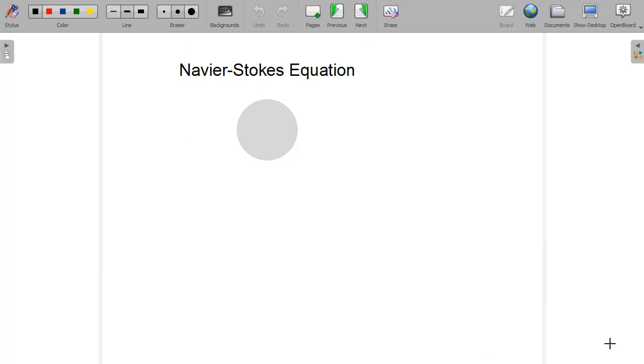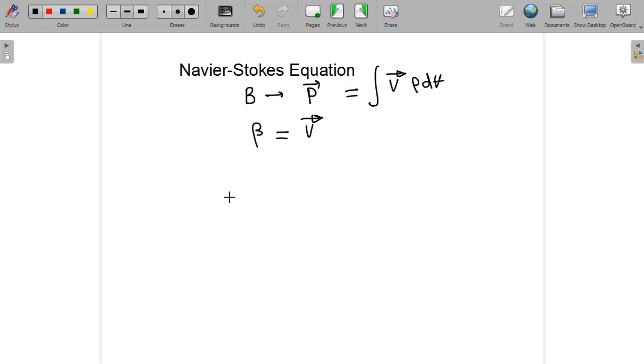Now coming to the Navier Stokes equation, again we will start with the Reynolds transport theorem, and here we are considering the extensive property B as the momentum. That can also be written in this form, velocity times the mass of a very small volume, and if you integrate over the whole volume you will get B, where beta is the momentum per unit mass, which is nothing but the velocity.